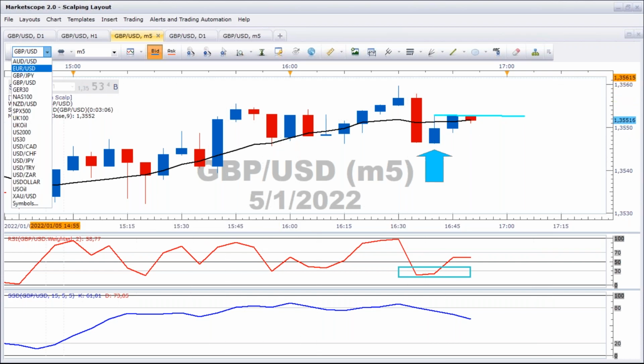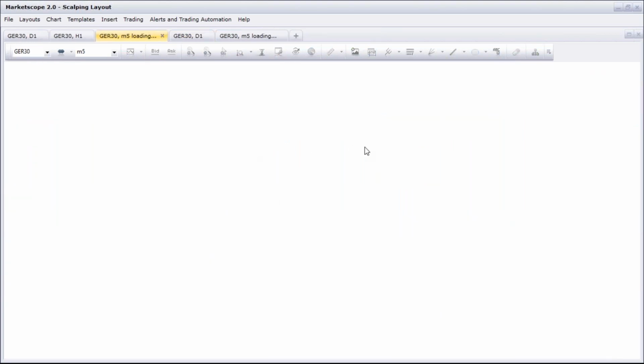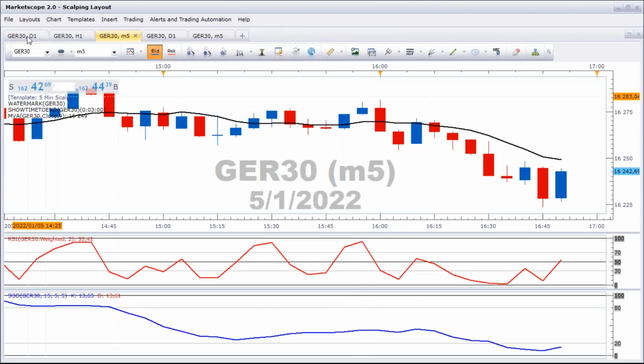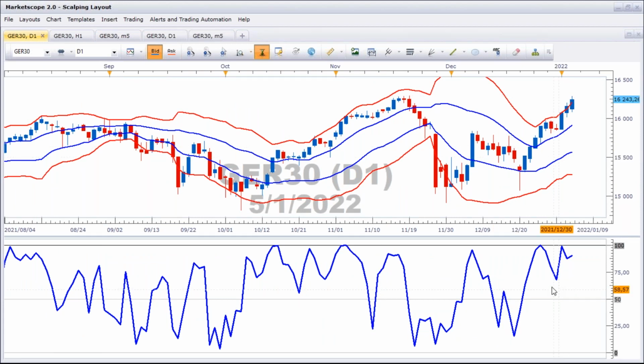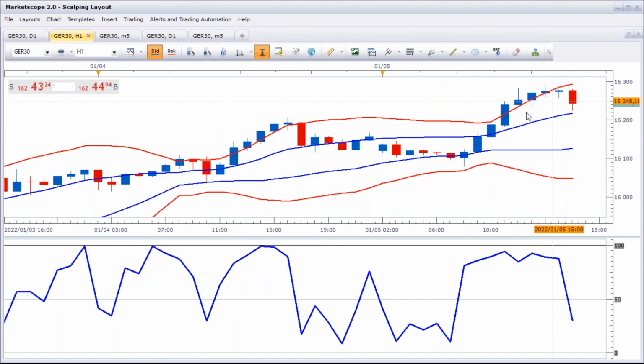Let's take a look at a few other instruments. I don't mind actually taking a look at the DAX and the FTSE. Okay, so the DAX, this is quite a tough one. We've got momentum that's pushed down, it is pushing up. I think we'll have to give the benefit of the doubt to upwards momentum. Let's just see what else is going on here.